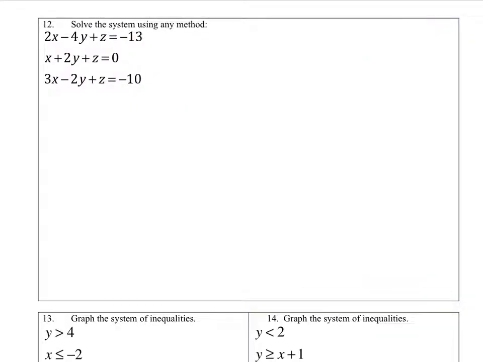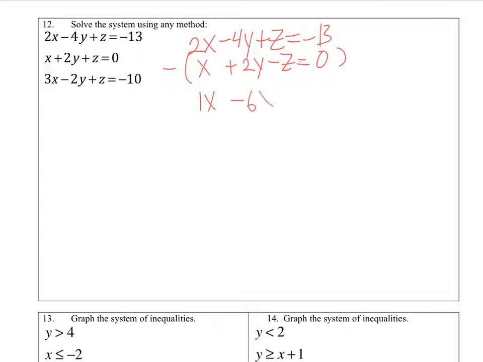And on to my favorite problem, the dreaded 3x3 system of equations. Woo! Z's look like the easiest thing to get rid of because all of them have a coefficient of 1. I might combine the first two equations by doing 2x minus 4y plus z is equal to negative 13. And from that, I could subtract the second equation, x plus 2y minus z is equal to 0. And I end up with 1x, I end up with a negative 6y equals negative 13.